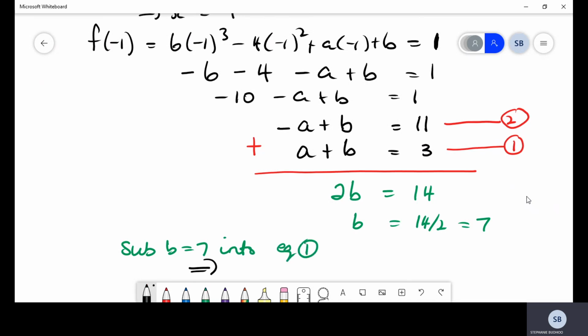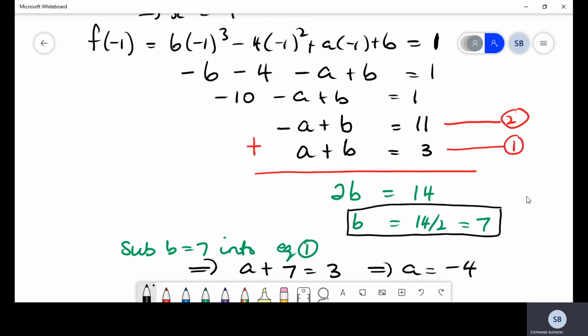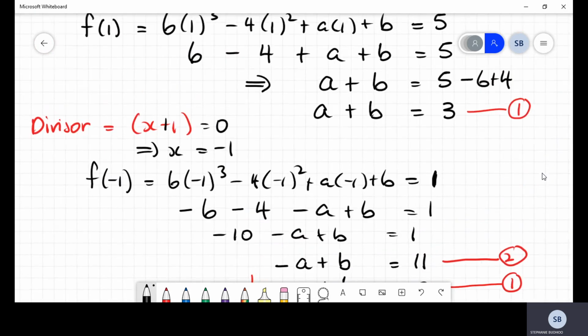And that will give me a plus 7 is equal to 3, which implies that a is equal to negative 4. So there we go, guys. We got two values. We got b to have a value of 7, and we also got a to be equal to negative 4. You can actually do a check with different equations just to verify that your answers are correct.